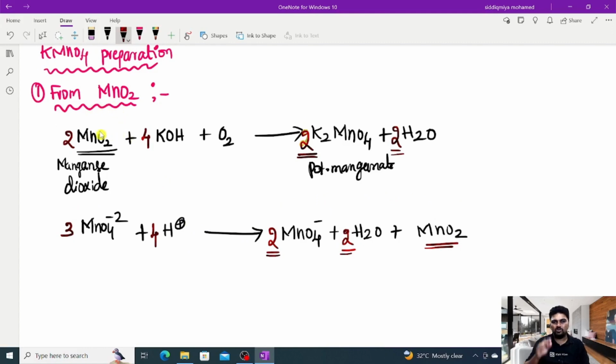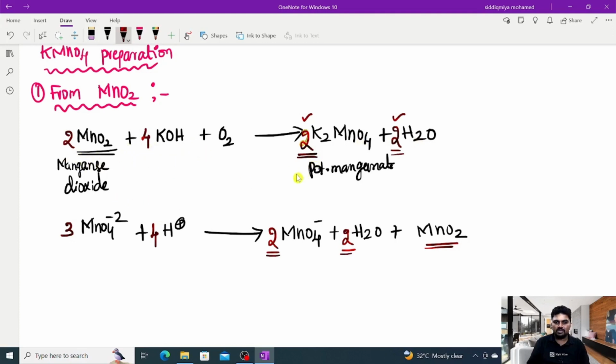Most state boards as well as CBSE will ask this one only, so you can remember it very easily. Once again, I am repeating: manganese dioxide, KOH and oxygen will give K2MnO4 and H2O. Remember, you multiply the products with 2 and 2, so you get 2 for K2MnO4 and 2 for H2O. You can then balance the reactants very easily accordingly.